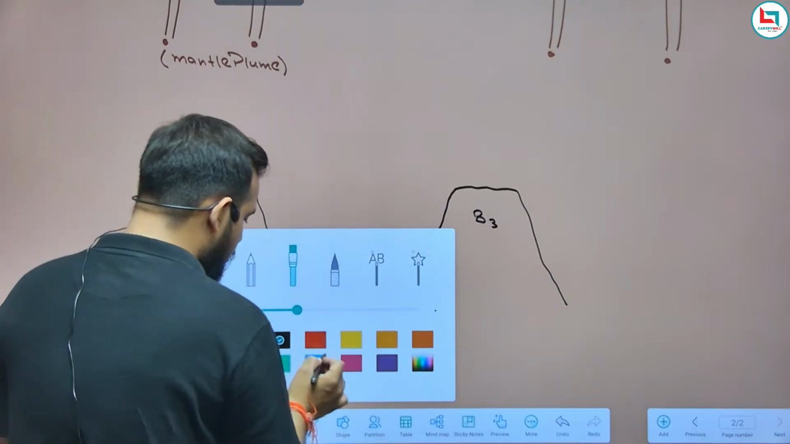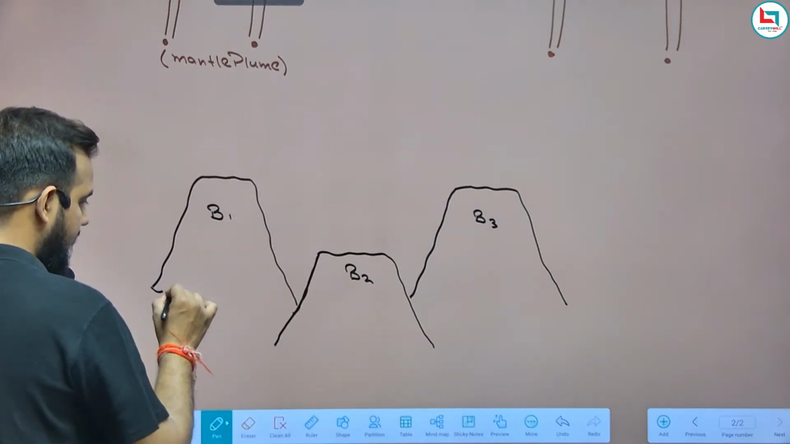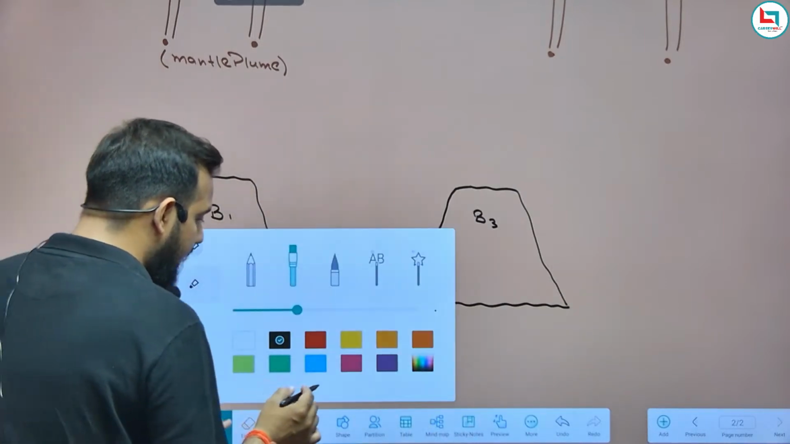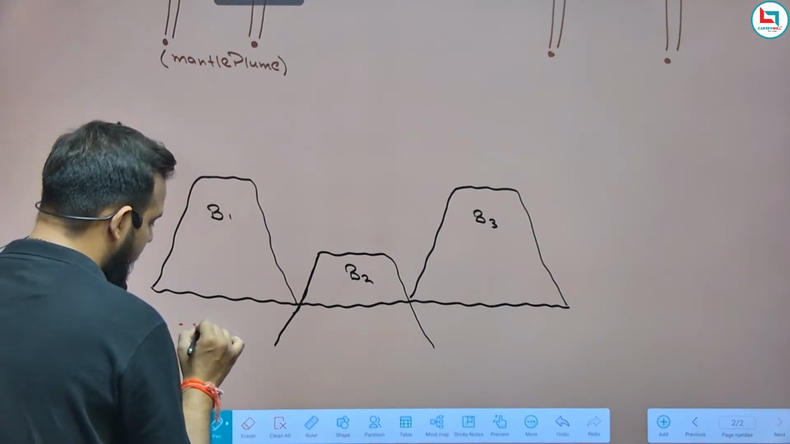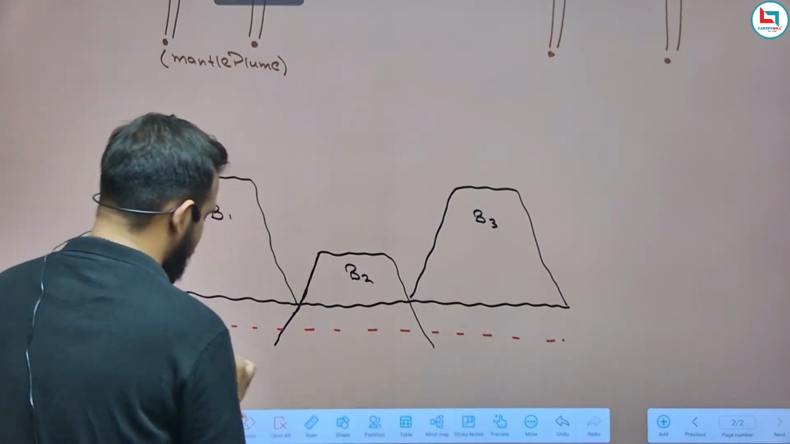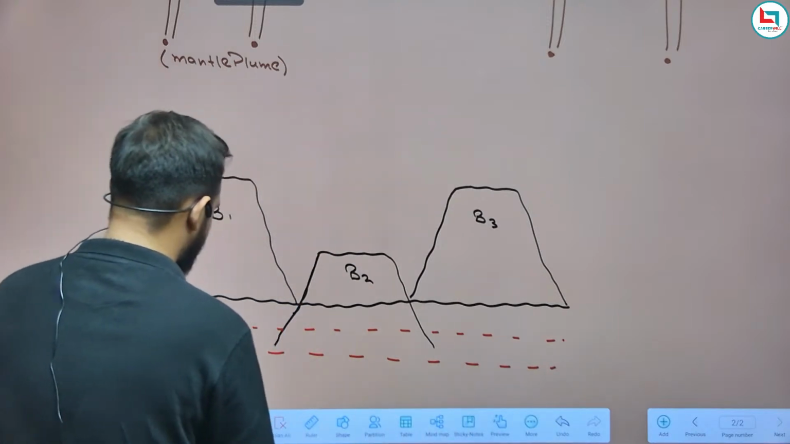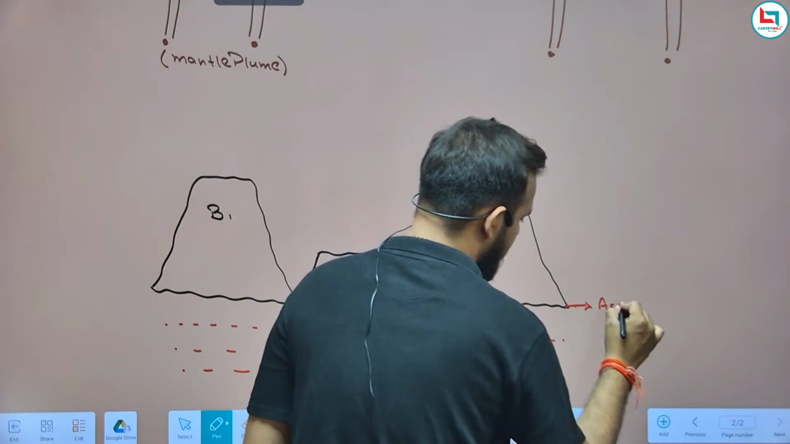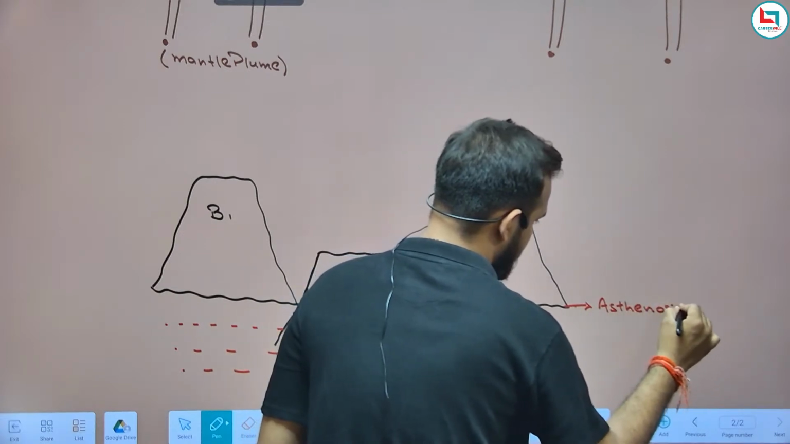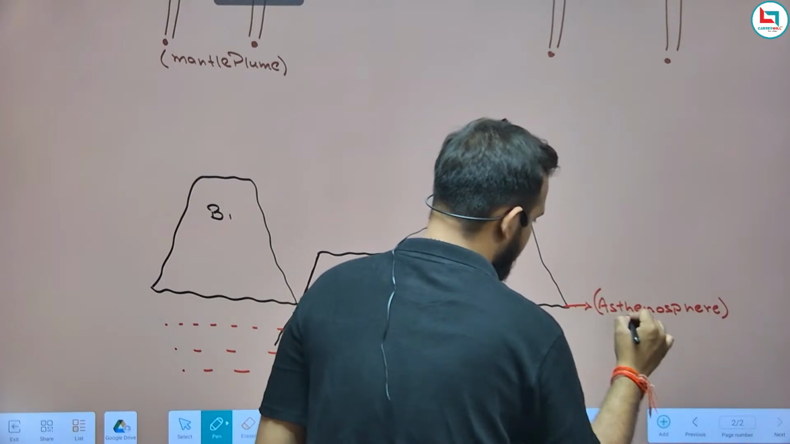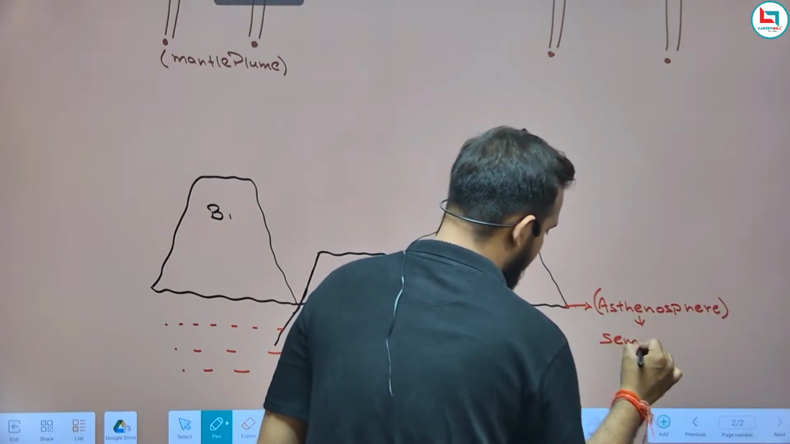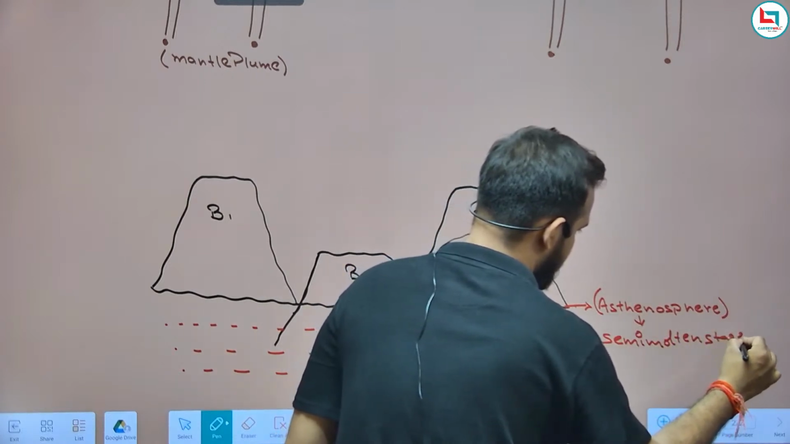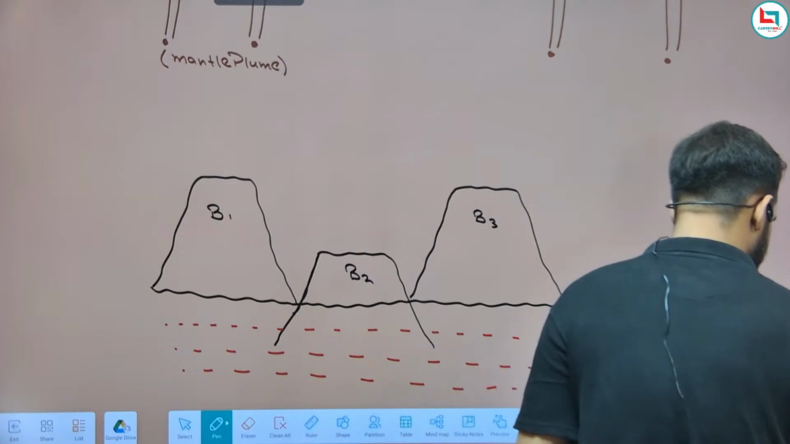Now guys, B2 moves till the depth of asthenosphere, and you people know that the asthenosphere is in the semi-molten stage. So this is the asthenosphere. In which stage? Semi-molten stage.